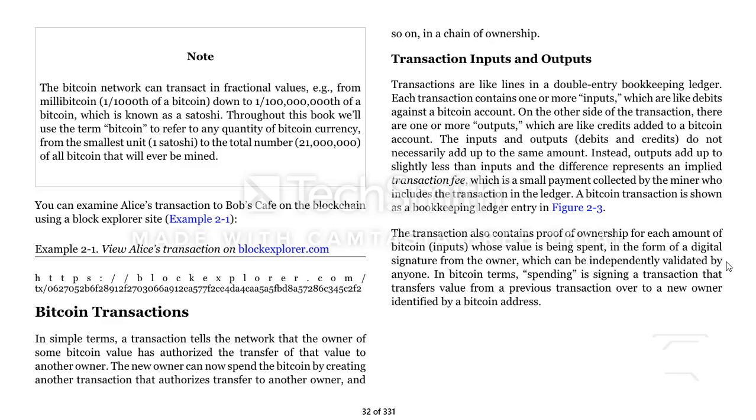Note: the Bitcoin network can transact in fractional values, e.g., from millibitcoin, 1/1000th of a Bitcoin, down to 1/100,000,000th of a Bitcoin, which is known as a Satoshi. Throughout this book we'll use the term Bitcoin to refer to any quantity of Bitcoin currency, from the smallest unit, 1 Satoshi, to the total number, 21 million, of all Bitcoin that will ever be mined. You can examine Alice's transaction to Bob's Cafe on the blockchain using a Block Explorer site, Example 2:1. Example 2:1. View Alice's transaction on blockexplorer.com.